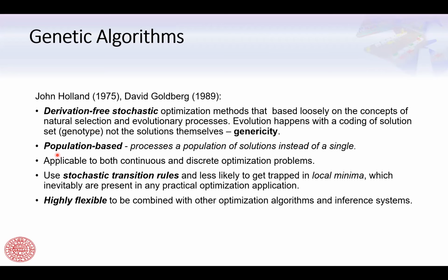So we talked about population based, but exactly how it works, we will see in some more examples later. It is easily applicable to both continuous and discrete optimization problems. In this sense, it is already much more flexible compared to other mathematical programming. For example, linear programming can only work with continuous variables. And then the stochastic transition rules: through randomization, you test a large set of solutions in the population. This also makes it easier to get rid of the local minima problem.